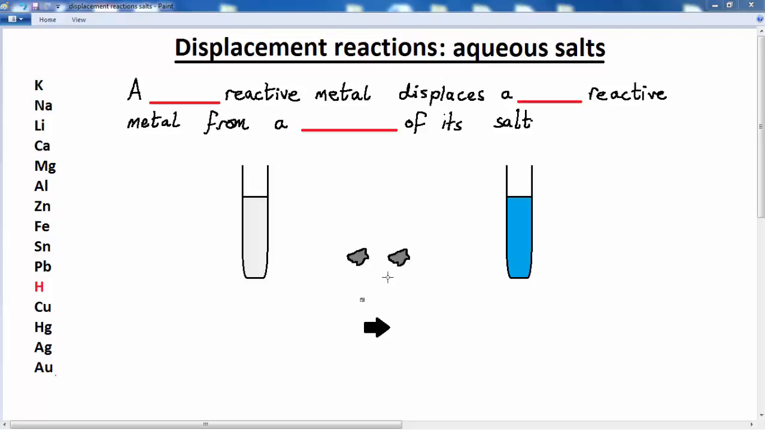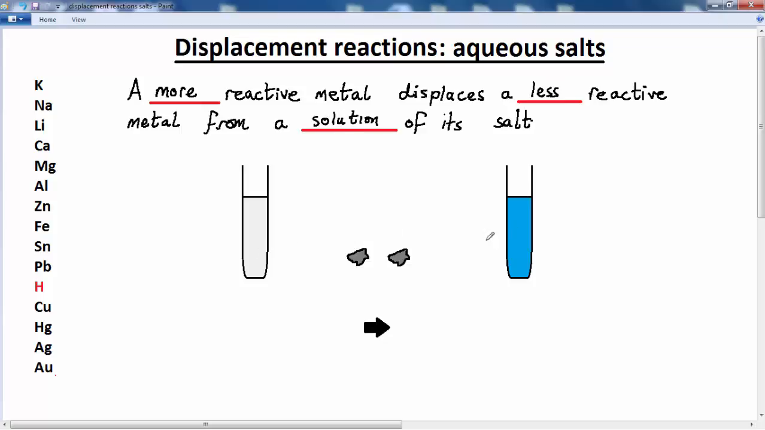In this lesson, we're going to continue to look at displacement reactions. In particular, we're going to look at the displacement of a metal from a solution of its salt by another metal. So just before we start, we can say that a more reactive metal will displace a less reactive metal from a solution of its salt.